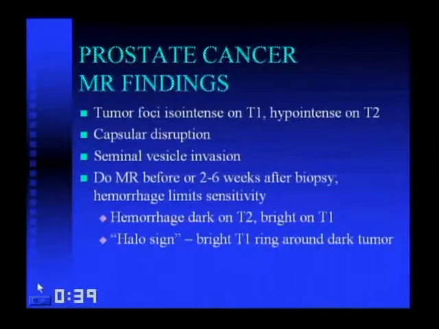Hemorrhage will look dark on T2, bright on T1, and will make it very difficult. It can obscure tumors. Sometimes you will see a halo sign in hemorrhage where there will be a bright ring of signal intensity on T1 scans surrounding the tumor.